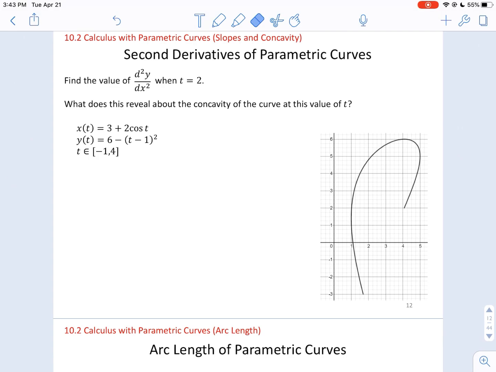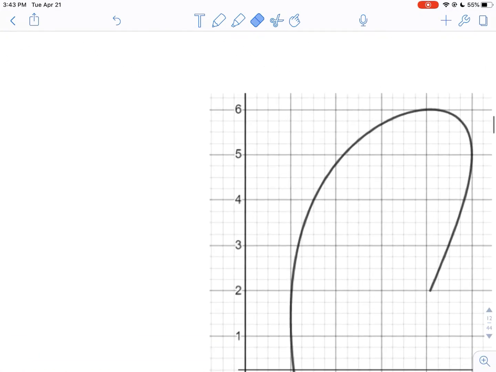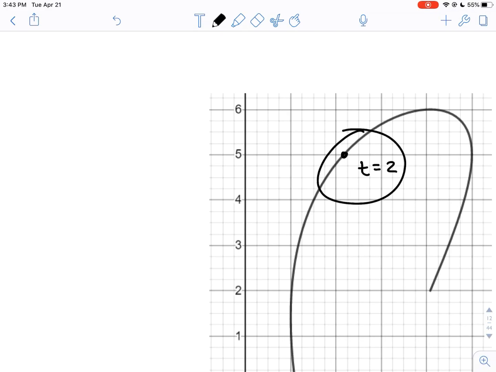Find the value of the second derivative when t is 2. And we're talking about the second derivative in the traditional sense, which is a rate of change of the rate of change of y with respect to x. When time is 2, first of all, we're still focused on the same point right around here. And if you recall what second derivatives tell you about the shape of a graph, if a second derivative is positive, you expect to see concave up. And if a second derivative is negative, you expect to see concave down. Well, in this portion of the graph right here, this is concave down. So we expect to get a negative second derivative at this time.